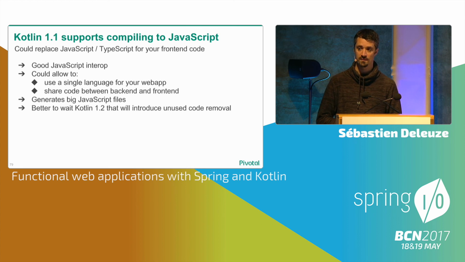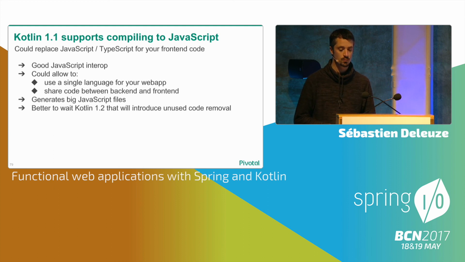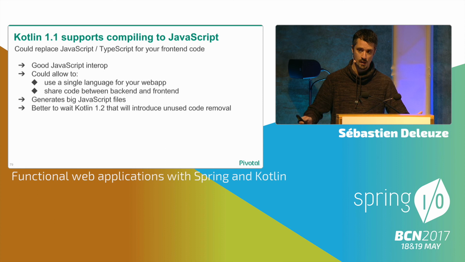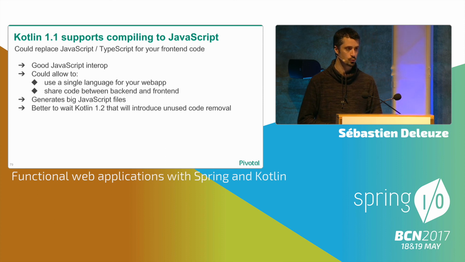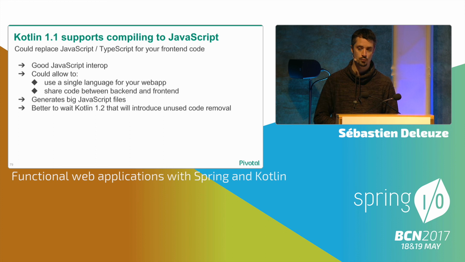But currently, it generates big JavaScript files because basically almost all the Kotlin standard library is compiled to JavaScript, and by big I mean maybe 300 kilobytes for a simple hello world. So I'm not very happy with that. With Kotlin 1.1 it's usable, but it will produce quite large JavaScript files. Kotlin 1.2 will introduce tree shaking, which will analyze what part of the code is used and what part is not, and it will remove all the unused code. So for production, I think Kotlin 1.2 will be ready to be used on the front end.